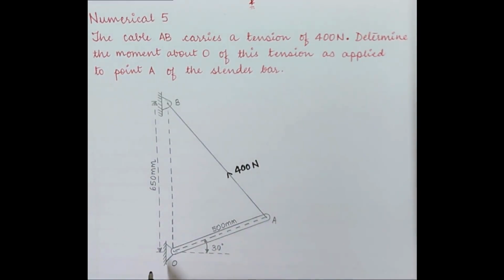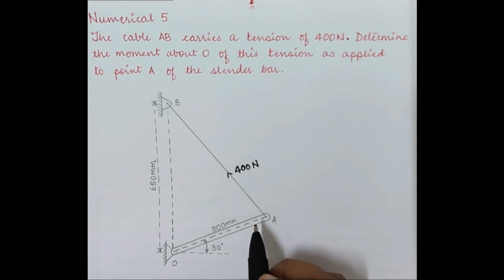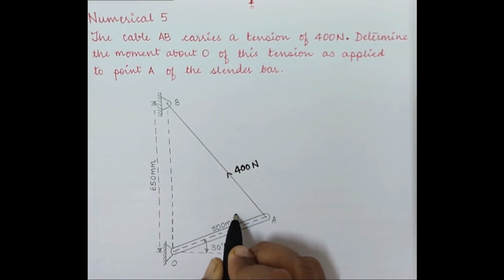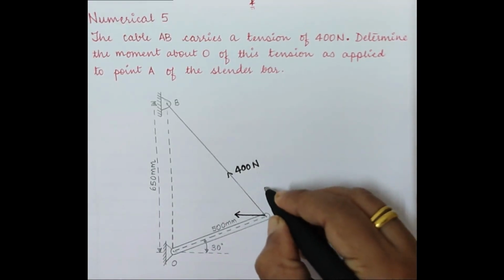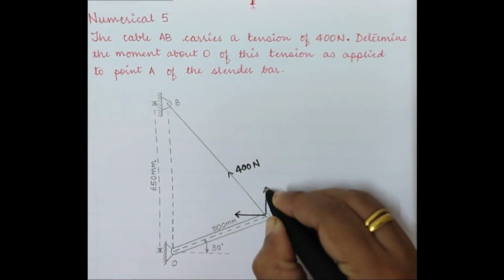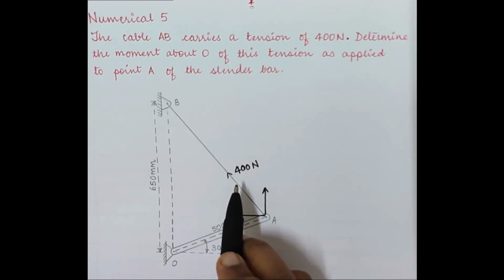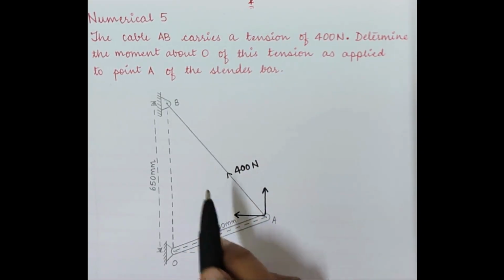Now we have to calculate the moment about point O. We have not been given the angle at which the 400 Newton is acting. Therefore, to calculate the angle, we will first resolve the force, but since we do not know the angle, we will keep the forces as pending. So we will have one force in this direction and the other force in this direction, since the 400 Newton force is going in the second quadrant.